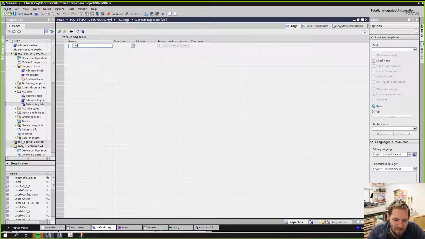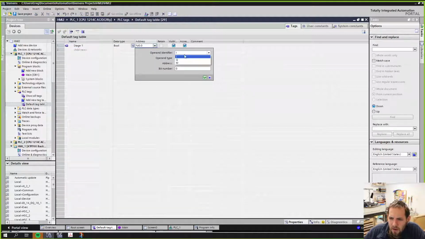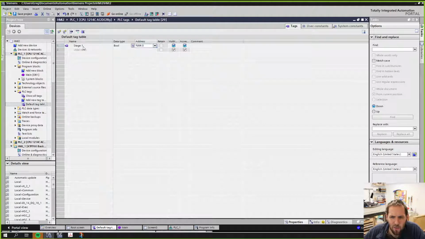No, I like stages. I don't know why, but I like stage one. Boolean. All right. We're going to go ahead and make this an M bit, an address bit of, I'm going to start with 4. Just again, get me away from things I know might screw me up. And then I'm just going to drag this down until I have 4 of them. I actually made 5, but that's fine.